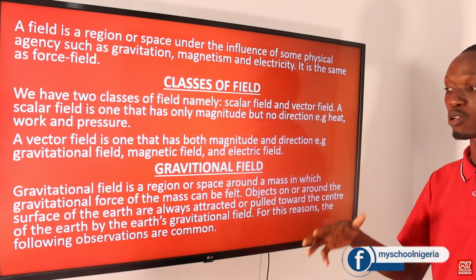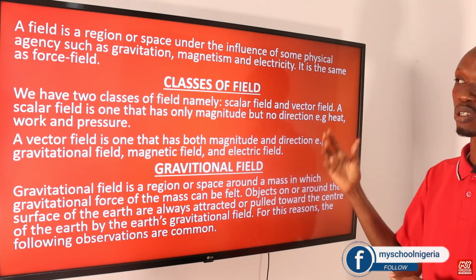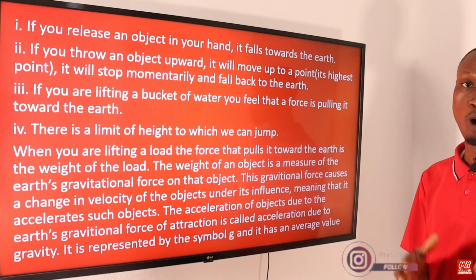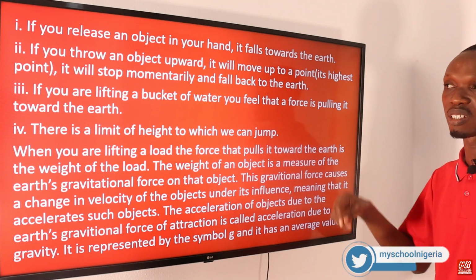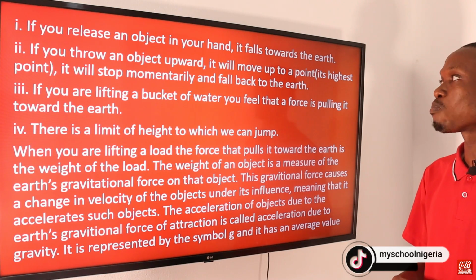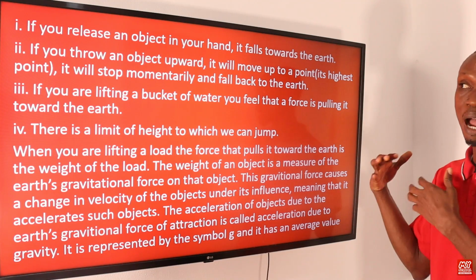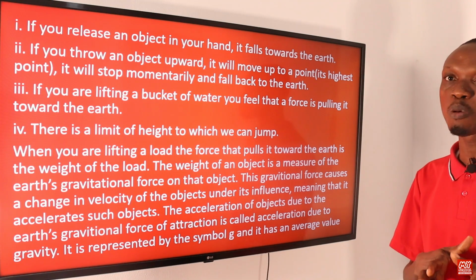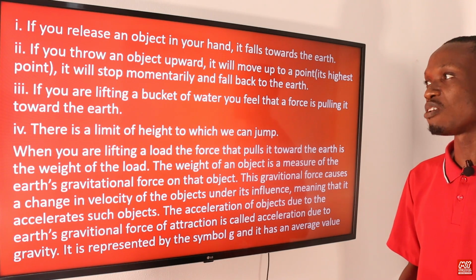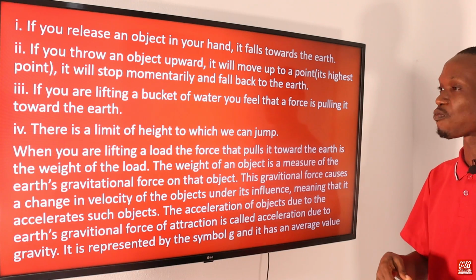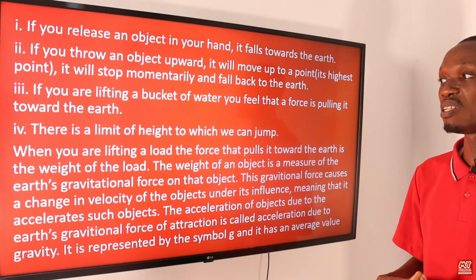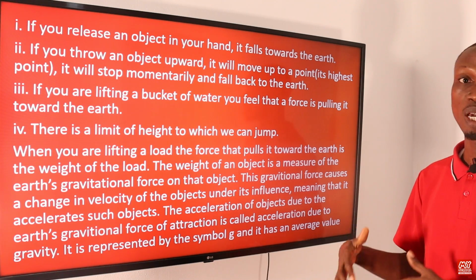For this reason, the following observations are common. So let's see the observations by moving to the next slide. One of them is that if you release an object in your hand, it falls towards the earth. 2, if you throw an object upward, it will move up to its highest point, then it will stop momentarily and fall back to the earth. Then 3, if you are lifting a bucket of water, you feel that a force is pulling it toward the earth. Then 4, there is a limit of height to which we can jump.